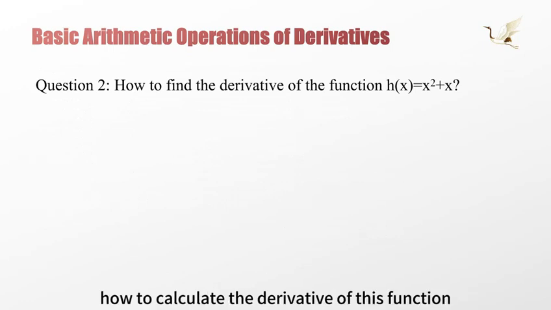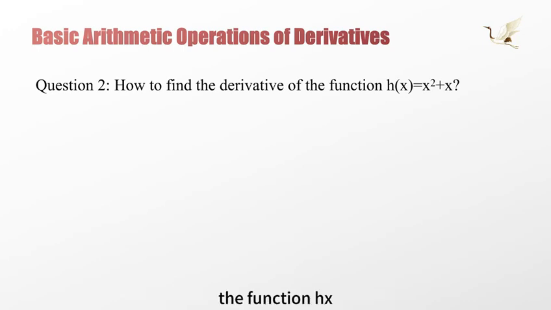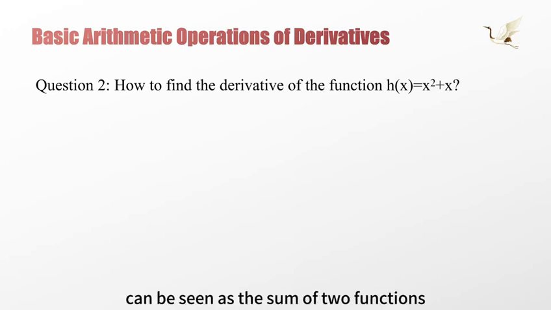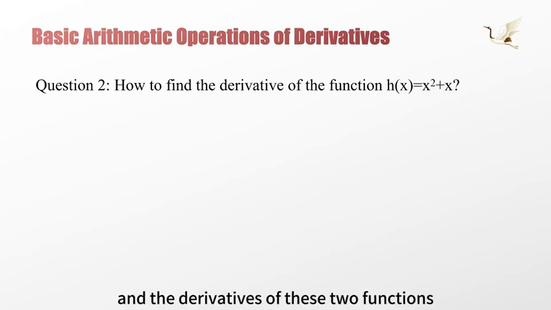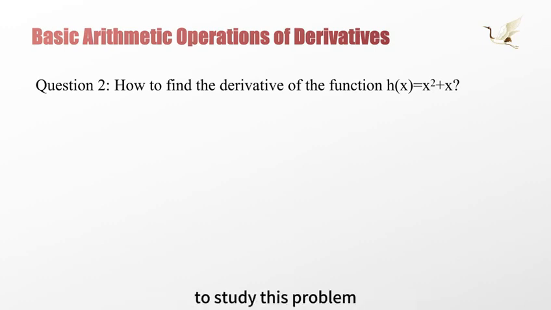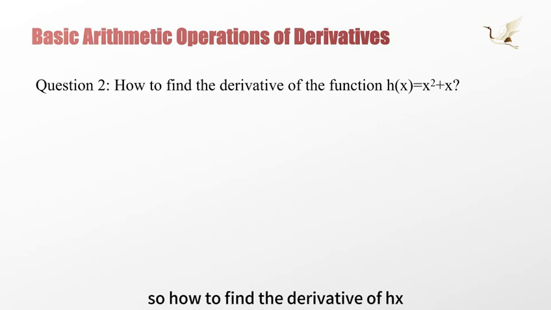Let's take a look at how to calculate the derivative of this function together: h(x) is equal to x squared plus x. The function h(x) can be seen as the sum of two functions. One is f(x) equal to x squared, and the other is g(x) equal to x. So, what is the relationship between the derivative of function h(x) and the derivatives of these two functions? To study this problem, the first step is to calculate the derivative of h(x). So, how do we find the derivative of h(x)?